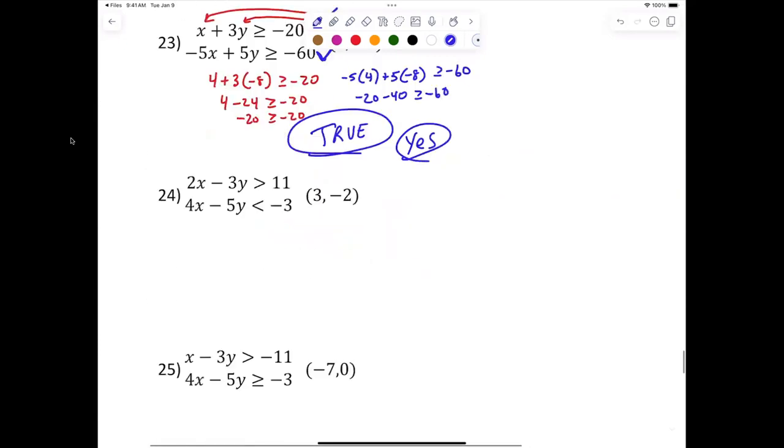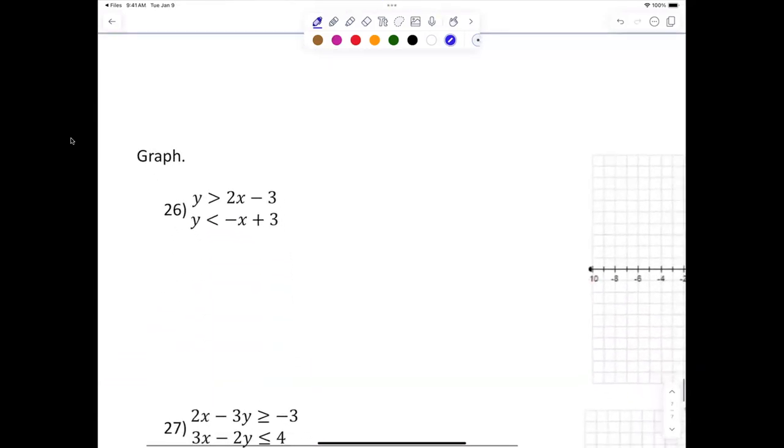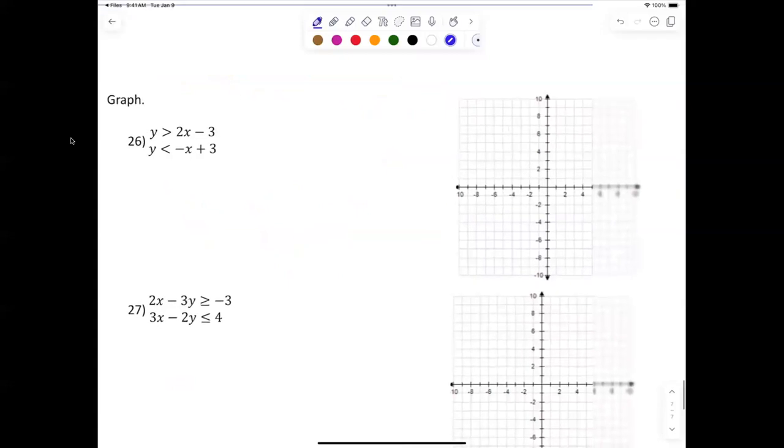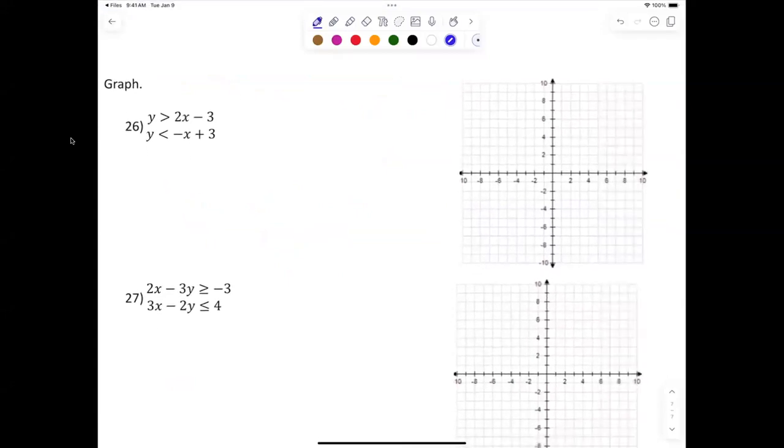All right, so now what I want to do is just jump ahead a little bit to graphing the inequalities. All right, here we go, guys. Graphing the inequalities. I'll help you with the first one. And then, Evan, if you're good with all this, I think you know how to do everything that we've done. Okay? All right, so let's look at 26.